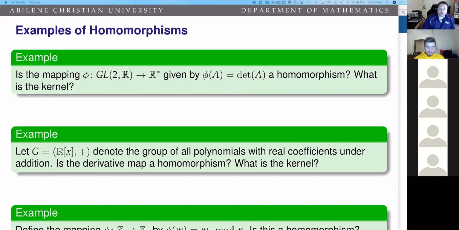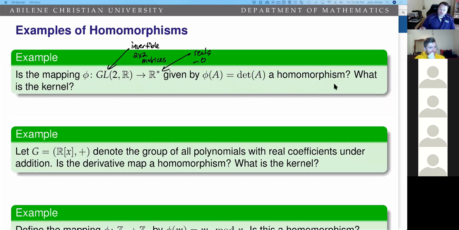So the first example that I want to discuss here is we have a mapping from the set of invertible 2x2 matrices onto the reals minus 0. So the real numbers throw away 0, the punctured real line. We're going to associate a matrix with its determinant. So we're going to map every matrix in the space of invertible matrices to its determinant. And I want to know, is the determinant map a homomorphism?